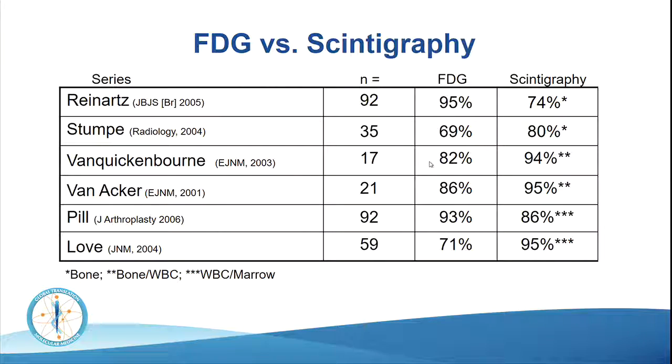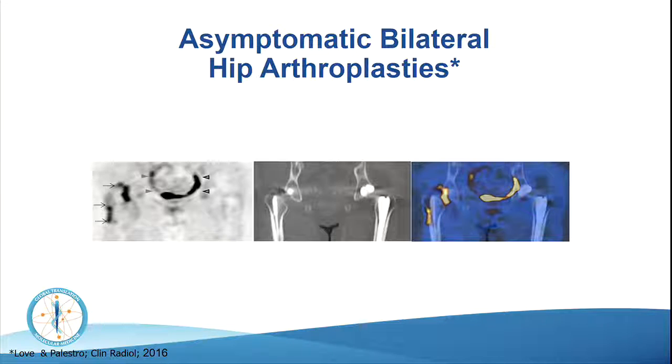Van Quickenborn looked at bone white cell marrow imaging and found that it was superior to FDG, as did Van Acker. Pill looked at white cell marrow imaging and found that FDG was more accurate than scintigraphy. Love looked at white cell marrow imaging and compared it to FDG and found just the opposite.